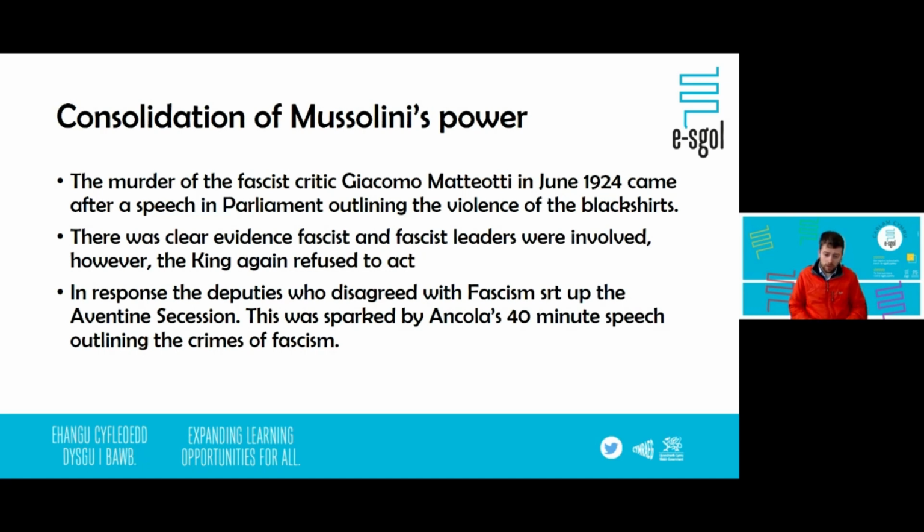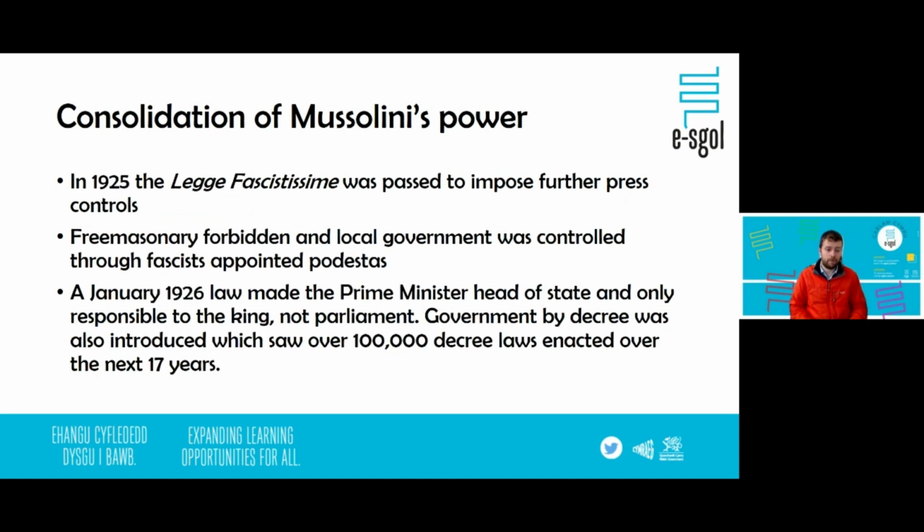So in response, the deputies who disagreed with fascism set up what was called the Aventine Session. And this was sparked by another man, Ancona, his 40-minute speech outlining the crimes of fascism. Now, in some ways, this is a brilliant scenario for Mussolini, because all the deputies that disagreed with him have left the chamber, left Parliament, and gone and formed their own special chamber. So it means that there's no opposition left within Parliament for him.